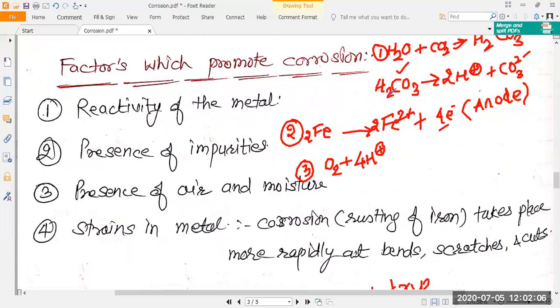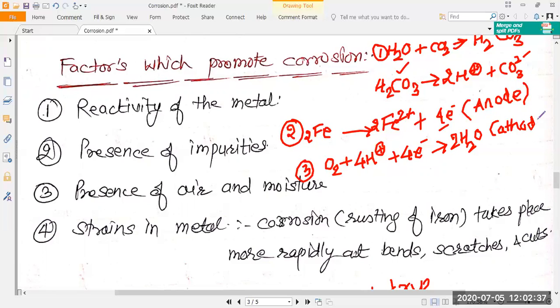For convenience, we write here 2. So it will form here 4H+ and 2CO3. The 4H+ comes from the dissociation of carbonic acid, and 4 electrons. So the 4 electrons cancel out the charge of 4H+ and give 2 molecules of water, 2H2O. And this acts as the cathode portion.